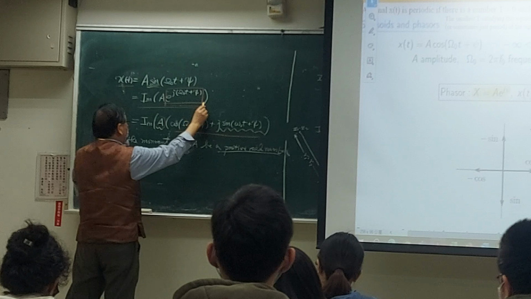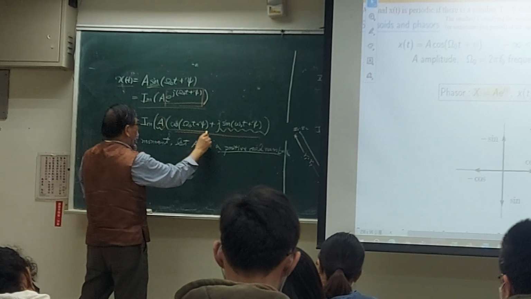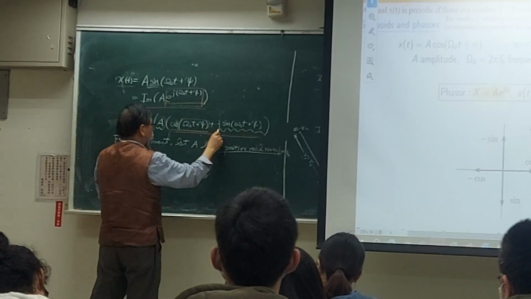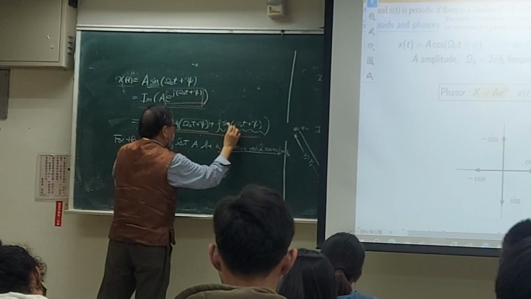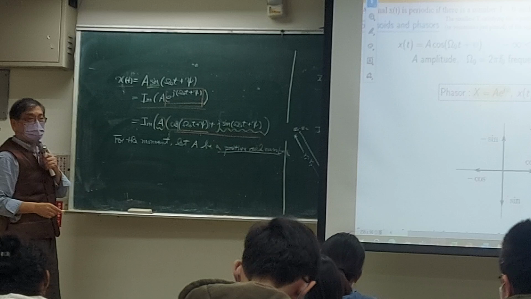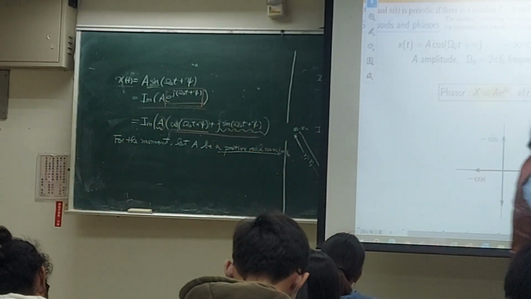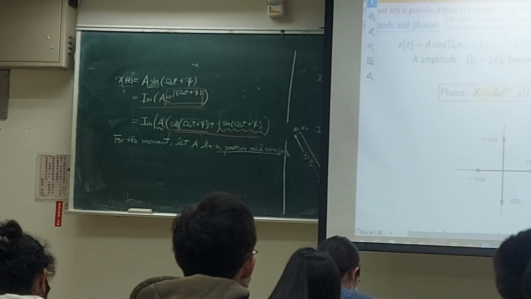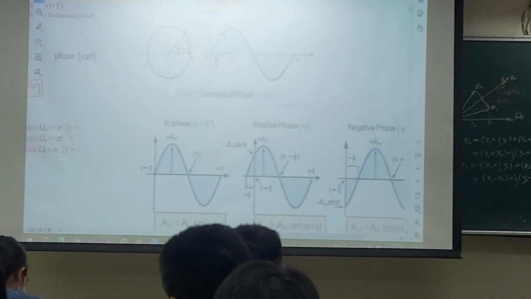Because if I expand this exponential number, it can be written as cosine of omega sub 0 times t plus psi, plus j times sine of omega sub 0 times t plus psi, right? All right, so now I have a figure to show you. I like this part, which is very simple but very interesting.